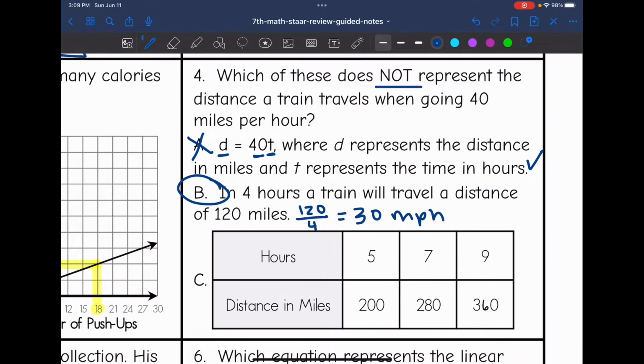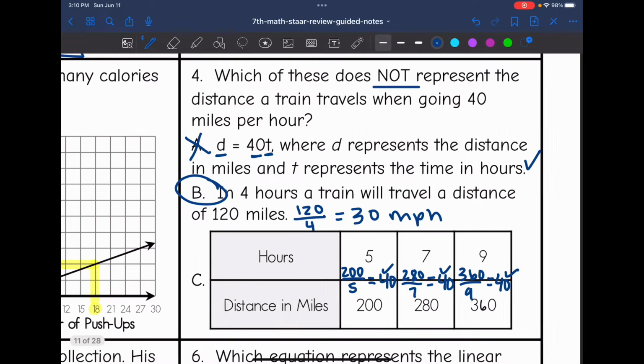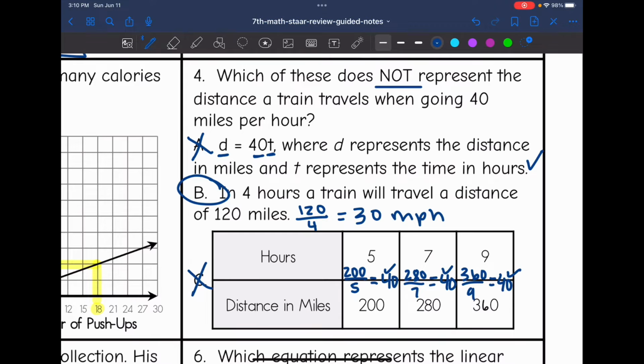So I'm going to figure out the constant of proportionality for this table by doing y divided by x, miles divided by hours for each of the ordered pairs, and making sure it is 40. So this first one is 200 divided by 5, which is 40. This next one is 280 divided by 7, which is 40. And then the last one is 360 divided by 9, which is 40 as well. So A and C do show 40 miles per hour. B is the one that does not show 40 miles per hour.